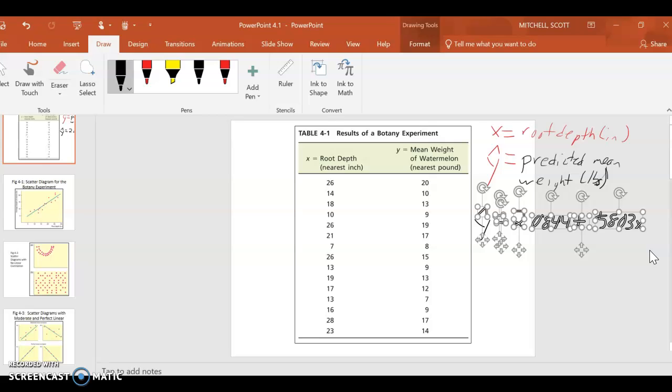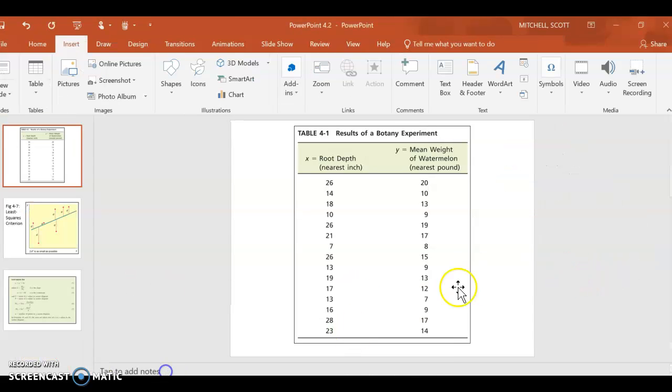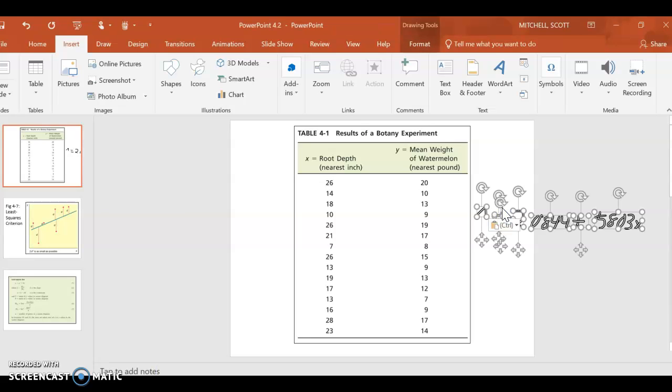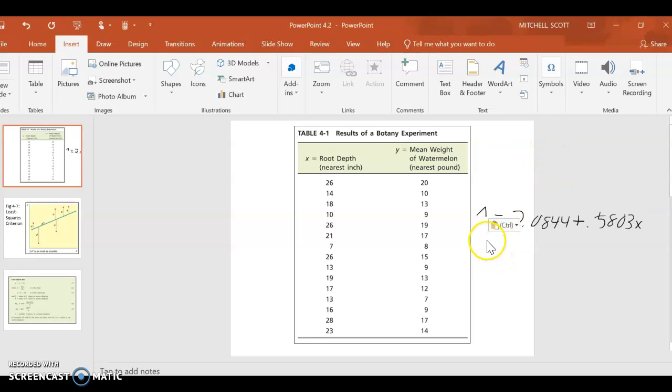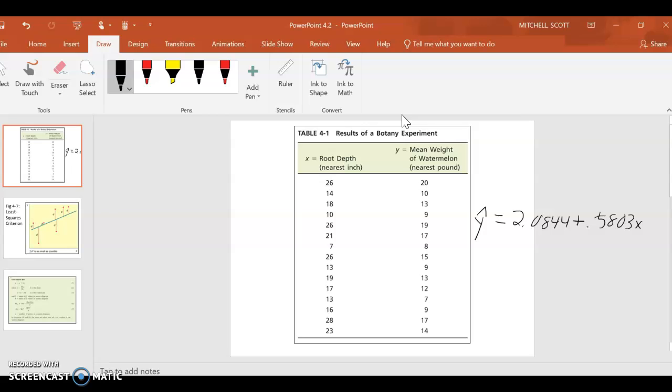Let's see if I can copy this onto the other slide, since I put it on the wrong PowerPoint. There we go. That almost all worked. Didn't pick up my y hat, just picked up my y. There we go. So there's my least squares regression line. This is the best line to fit this data.